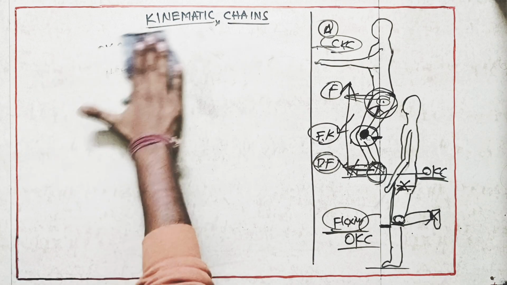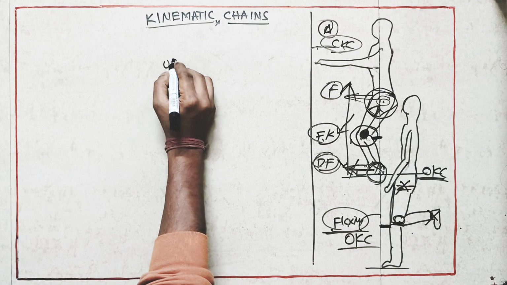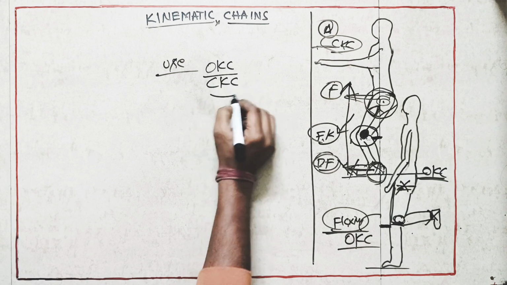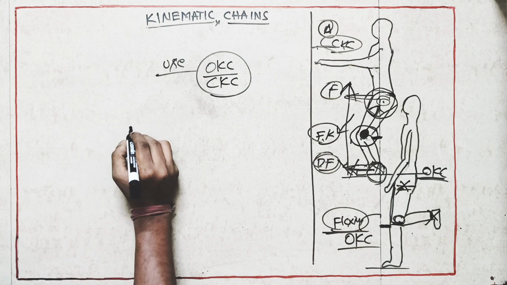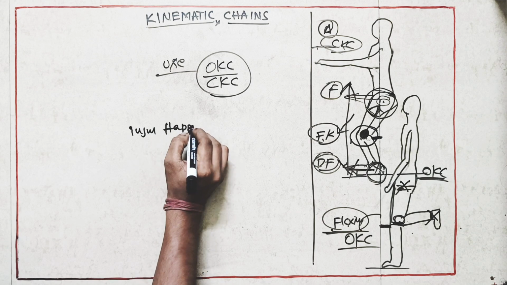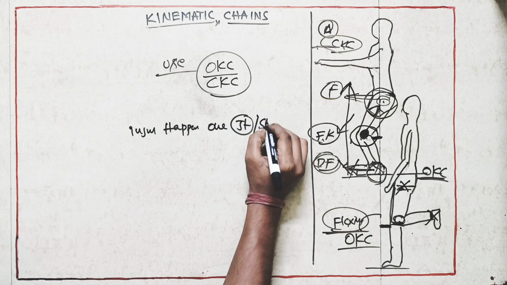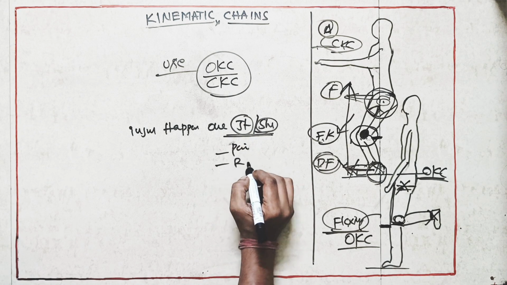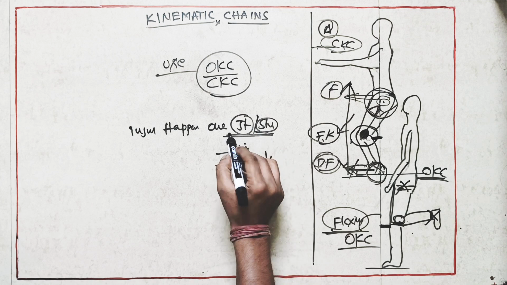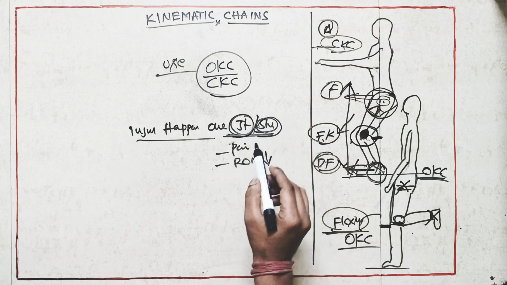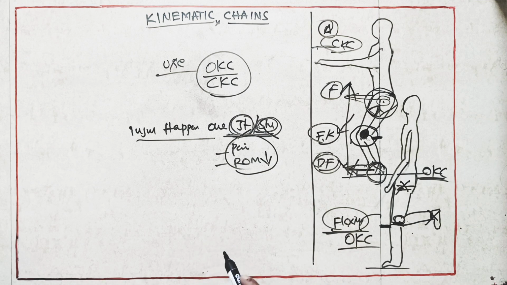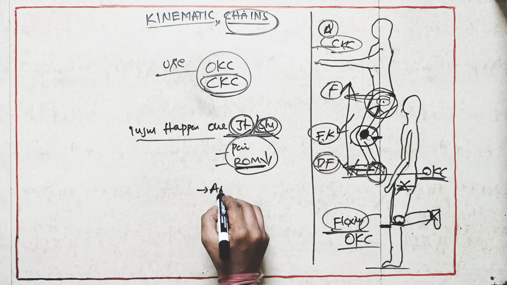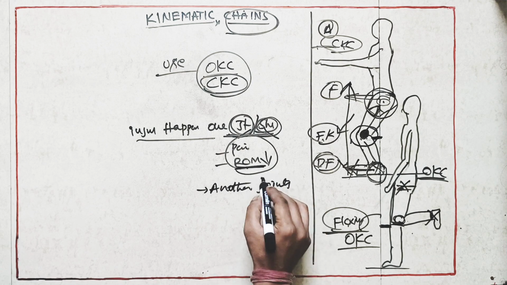Now, what is the use of these open kinematic chain and closed kinematic chain movements? Suppose an injury happens to one joint or structure. Usually that joint will be affected, with either pain or a limited range of motion. Suppose an injury happens to one joint, it is going to have an impact on the other joints also.